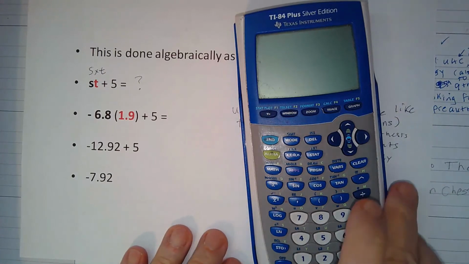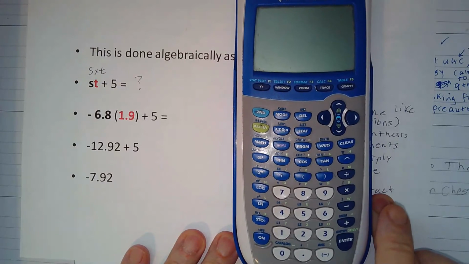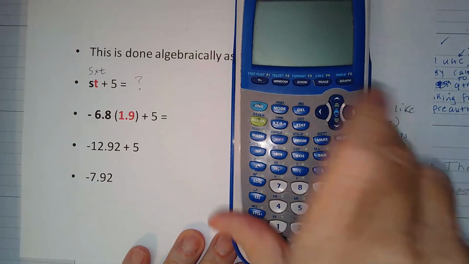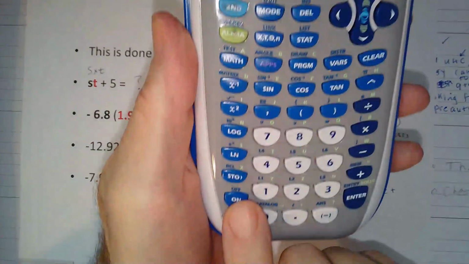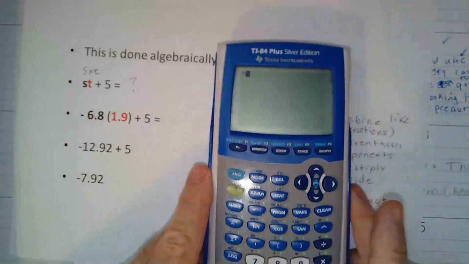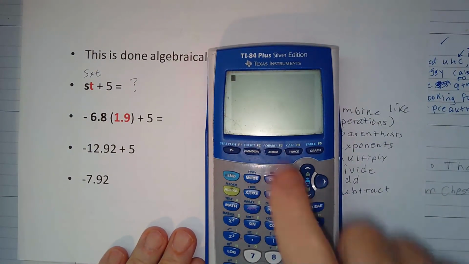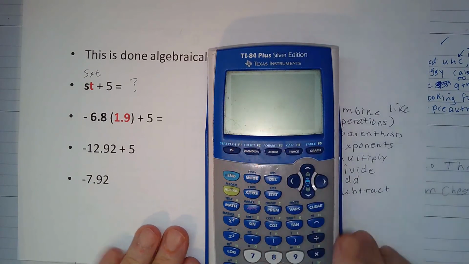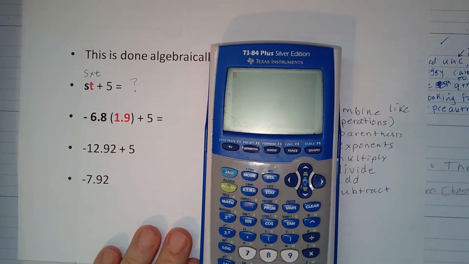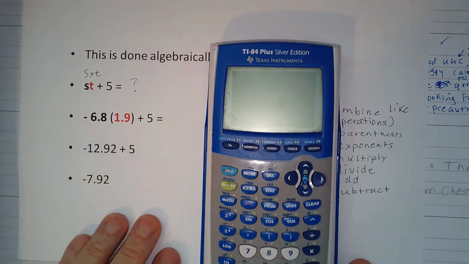And decimals are always tricky, excepting when we're using a graphing calculator. So what do we do first? We turn it on. So we press the on button down here at the bottom. And when we do that, it gives us a blinking black square, or rectangle actually that is. And so then what we're going to do is type in negative 6.8.